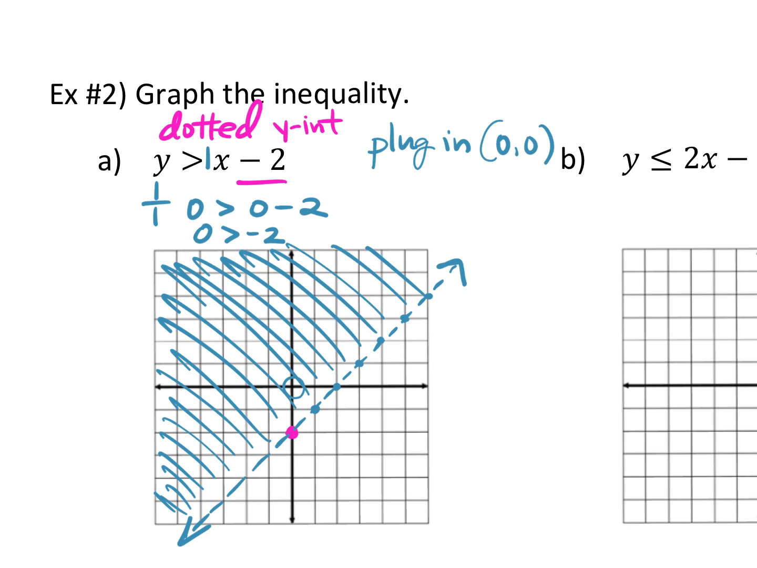So this would be your graph. A dotted line, because it's greater than, and shading above or shading toward the (0, 0), because (0, 0) was true. Questions on that?